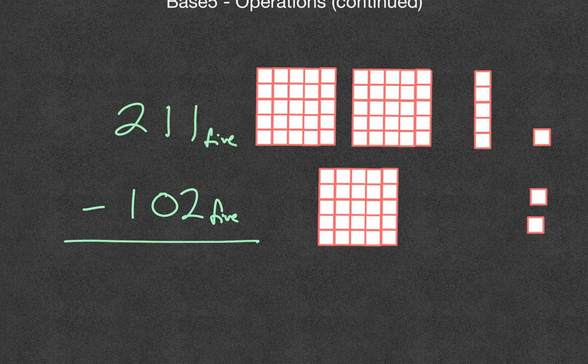Okay, so I got 2 numbers here. I got 211 base 5 minus 102 base 5. I tried to do a visualization here, so I hope that you can recognize that's 211. I got my 2 mats, I got my 1 strip, I got my 1 unit. And then down below, same thing. I've got 1 mat. I don't have any strips, because that's what the 0 is telling me. And then I've got 1, 2 units.